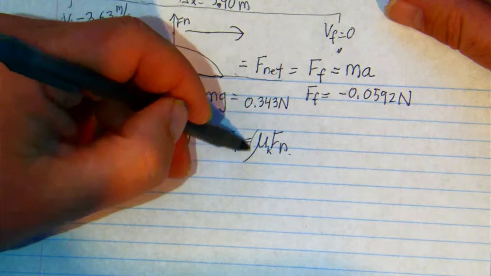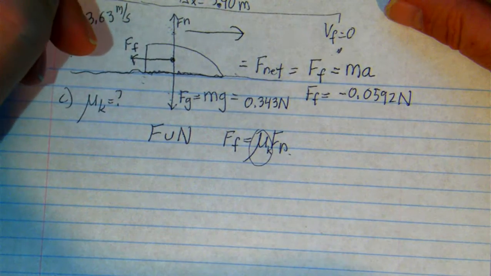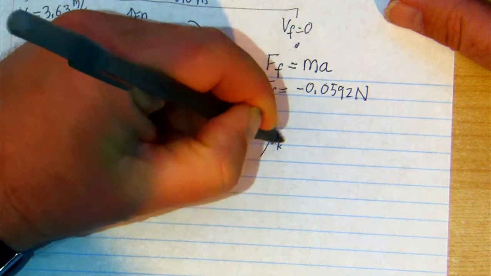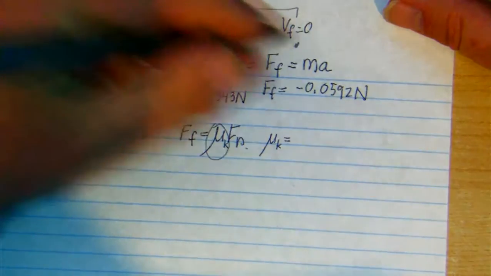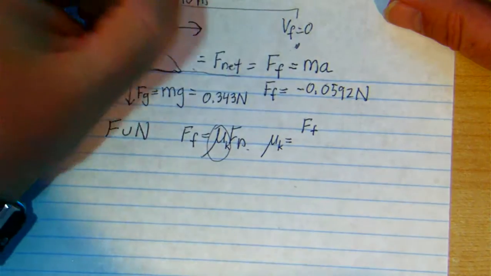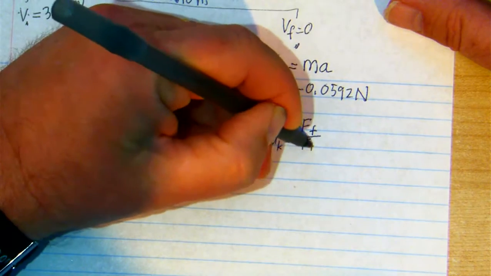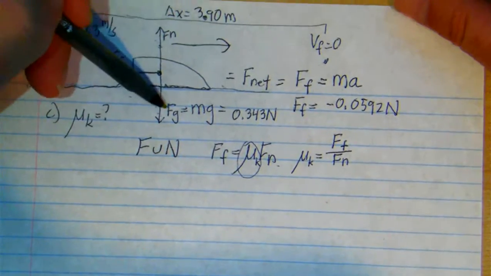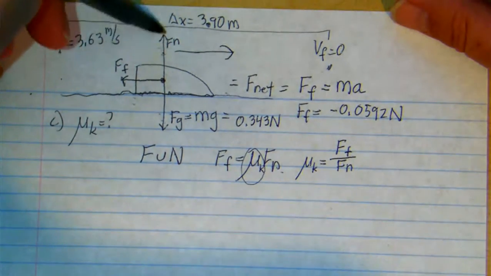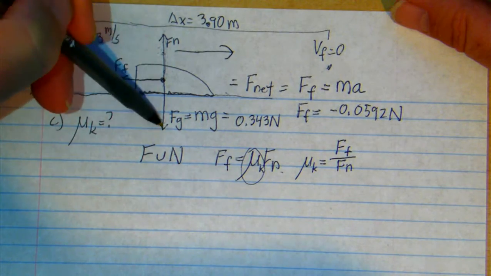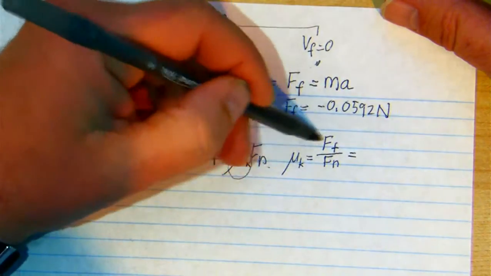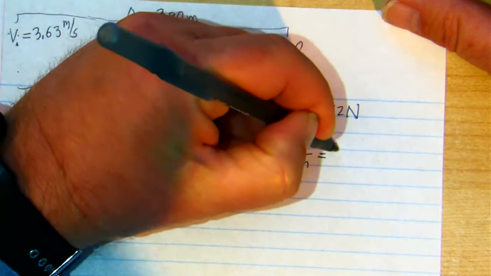Part C asked us to solve for the coefficient of kinetic friction. Rearranging this fun equation, it says the coefficient of kinetic friction is equal to the magnitude of the force of friction divided by the magnitude of the normal force. Well, in this problem, the normal force is equal in magnitude, just opposite in direction, to the weight of the object. So the numbers I'm going to plug into this equation are 0.5... I didn't write that, did I?